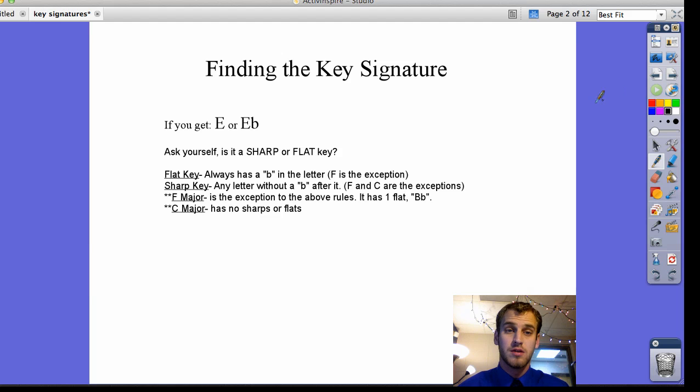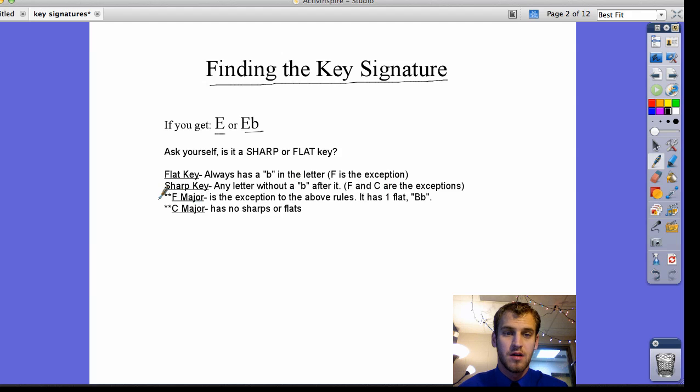First, we're going to start off by finding the key signature. If you are given E or E flat, ask yourself, is it a sharp or flat key? You know it's a flat key because there's always a flat in the letter. F is the exception to this. If it's a sharp key, it's any letter without a flat after it. F and C are the exceptions.